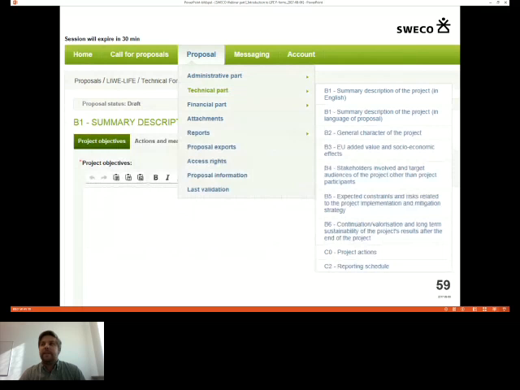So today we'll take a deeper look into the technical part, and in particular the B forms. There are 6 forms that perhaps require the most thought in the application. First of all, it is a summary description of the project. This is actually more than a summary. This is where you explain the logical setup in your project. So this is a very important part. It is the general character of the project. This is where you explain the environmental problem that you're targeting. We have been speaking about this before.